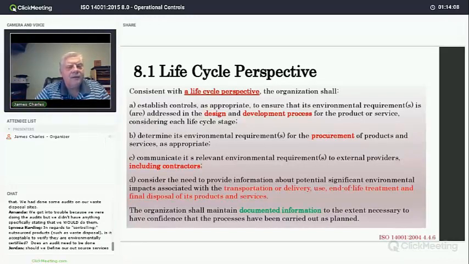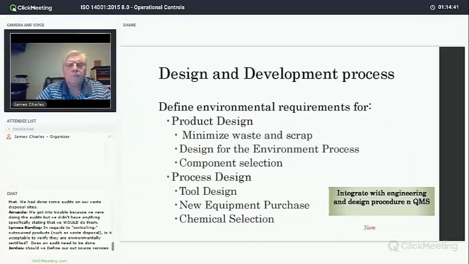Establish controls and requirements for design and development. Determine our environmental requirements for procurement of products and services. Communicate relevant requirements to our external providers, including contractors. And provide information about significant aspects associated with transportation or delivery of our product, the use, end of life, and disposal of our product. So these are more areas where we should see some controls.